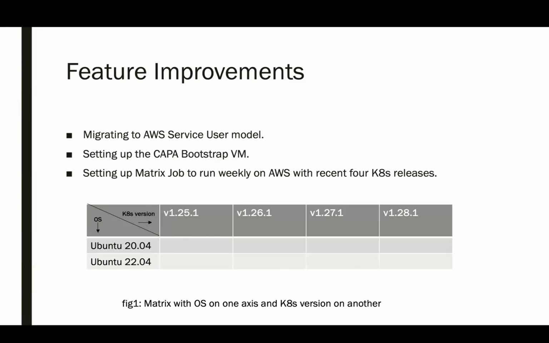Then we can see if there is an issue, like suppose there is a failure of a job with version 1.26.1 and with this particular Ubuntu release. We can then triage the root cause of the error: why is it not running? Is it some compatibility issue, or something related to the configuration settings? So this is what the matrix job is. It will run as a cron job every week on the Jenkins CI that we have.